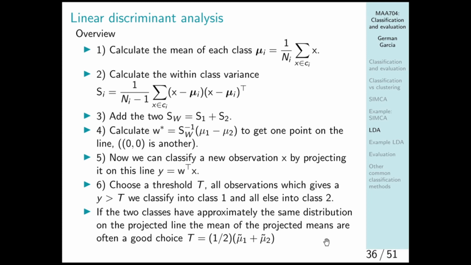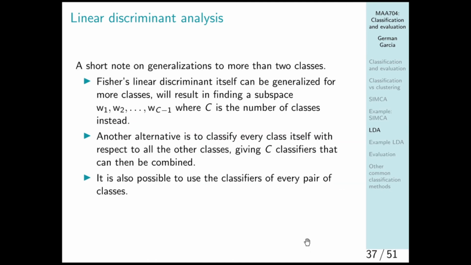In the end, the worst thing that can happen if you choose your threshold correctly is that the confusion matrix will show that you were pretty wrong. Now, we have done this process for 2 classes, but it may be possible to do it for more than 2. Fisher's linear discriminant can be generalized for more classes, which will result, instead of finding a vector, in having to find a subspace of dimension c minus 1, where c is the number of classes we want to classify. The problem is pretty similar. Instead of working with one eigenvalue, we have to work with several.